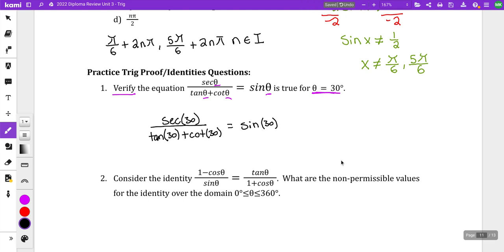Now, if you look at it and you panic on your diploma, you're like, I can't find secant or cotangent on my calculator. Don't panic. You know what secant is. You know what cotangent is. Secant is 1 over cos. Cotangent is cos over sine. Both are on your formula sheet. So to put it in your calculator, you put 1 over cos 30. That's what secant is.